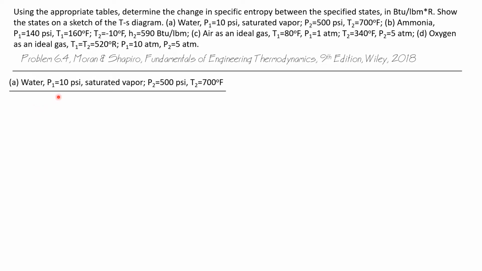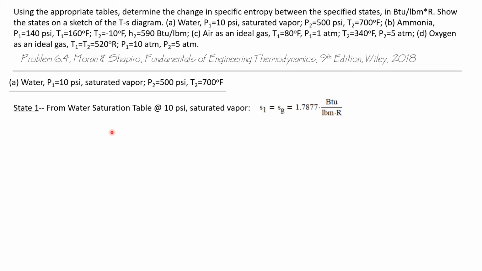We have water at a pressure of 10 psi, and it's a saturated vapor. So state 1 is fully defined. State 2 has a pressure of 500 psi and a temperature of 700 degrees Fahrenheit, so it is also fully defined. Let's see what we can find out about state 1.